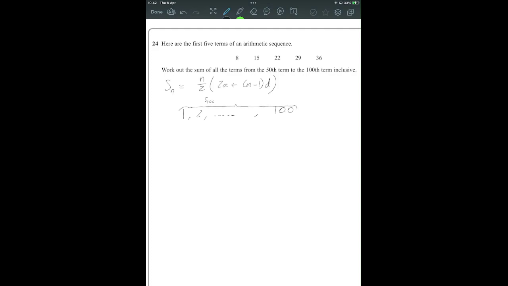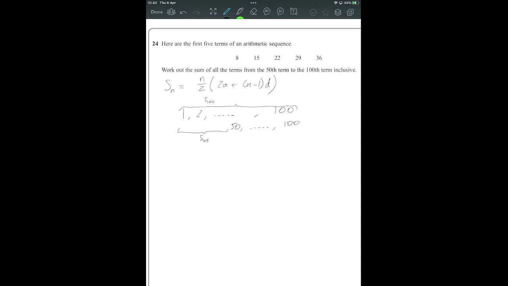However, I don't want 1 to 100. I want 50 to 100. So I need to lose a little bit at the front, and I need to lose the first 49 terms. Be careful, it's very common to subtract off S50, but we want the 50th term, so we need to subtract off S49 instead. And now it's just subbing numbers into formulas.